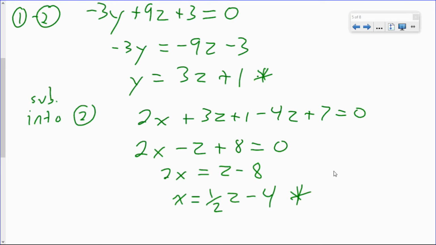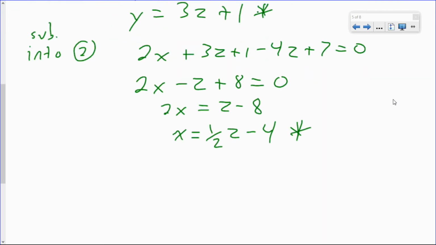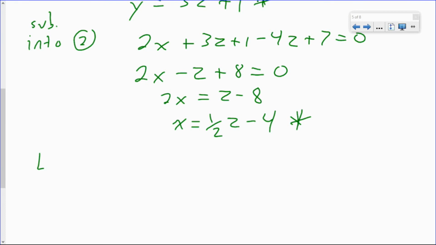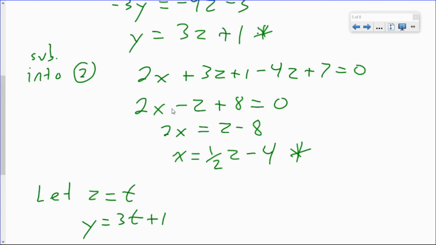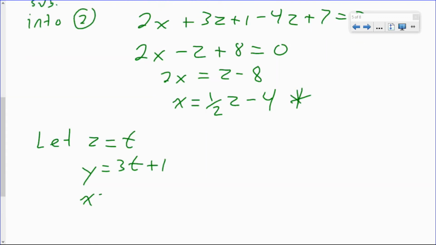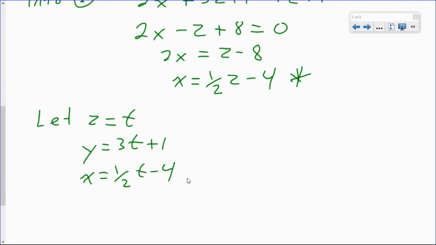So really, z can be anything. x can be 1/2 of z minus 4, and y is 3z plus 1. That actually describes all of the solutions to this system, or to this intersection. So that's actually kind of like a line. So our solution could be, let z equal t, y is equal to 3t plus 1, because y is equal to 3z plus 1, and x is equal to 1/2 t take away 4. And that is actually the parametric equations of a line, and is my solution, because my solution in this case is in fact a line. Now that's one possible solution, but there is a better solution.